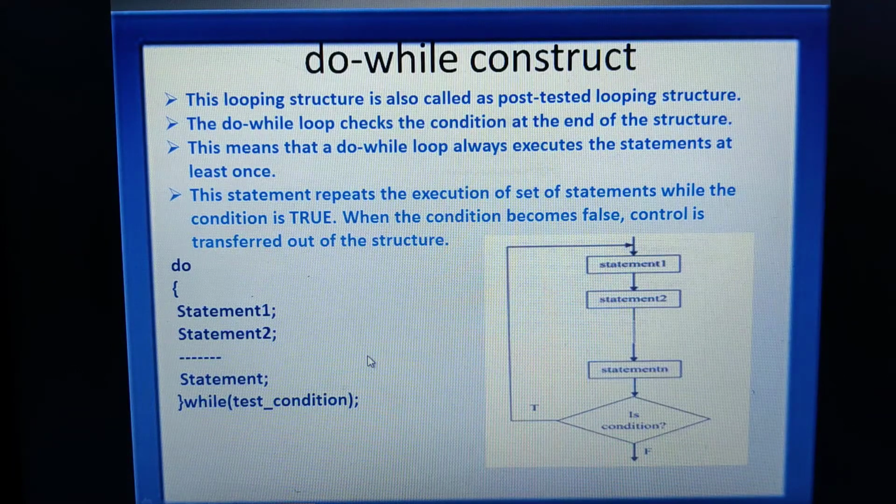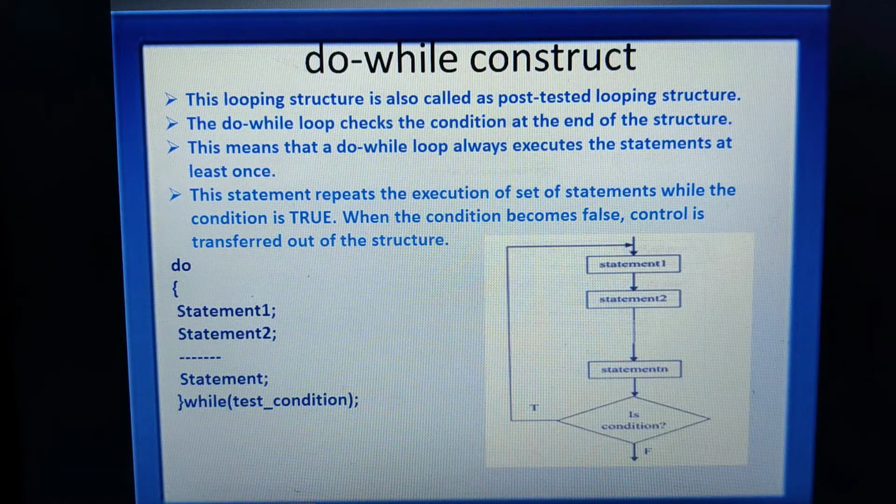Now similarly here, statement 1, 2 up to statement n get executed at least once, irrespective of whether the given condition is true or false at the initial time. Therefore, the set of statements in the do while construct will execute at least once. But what happens in the while condition? In the while loop, we test the given condition at the initial point. So if initially the condition is false, none of the statements will be executed even once. But here, since we test the given condition at the fag end, these statements will be executed at least once.